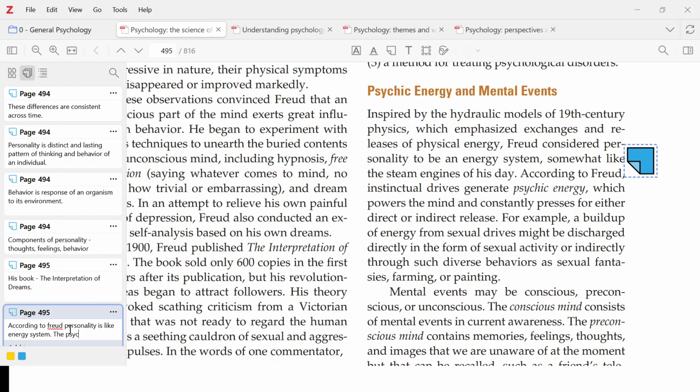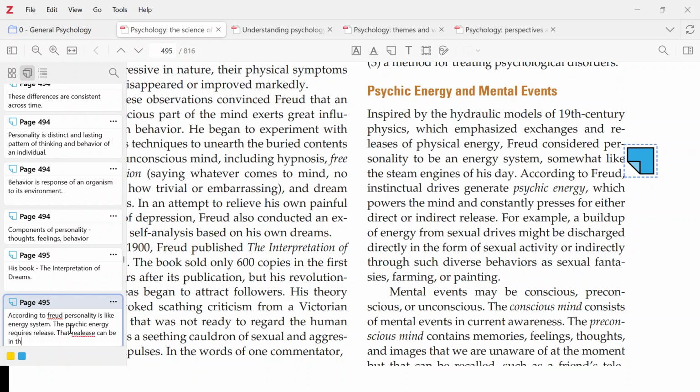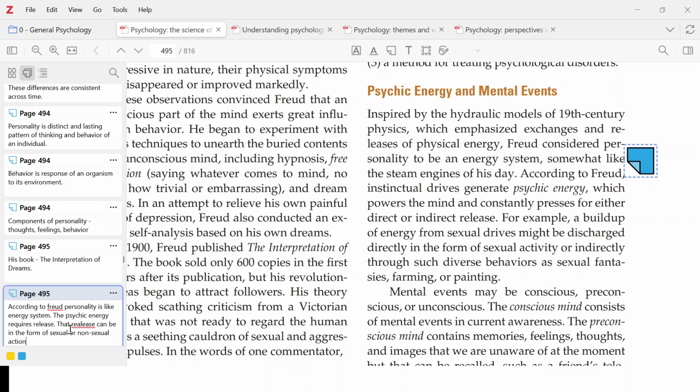The psychic energy, because that's the energy people have in their minds, according to Freud, requires release. That release can be in the form of sexual or non-sexual actions. So that's the annotation. That's how you summarize the whole paragraph, in your own words.